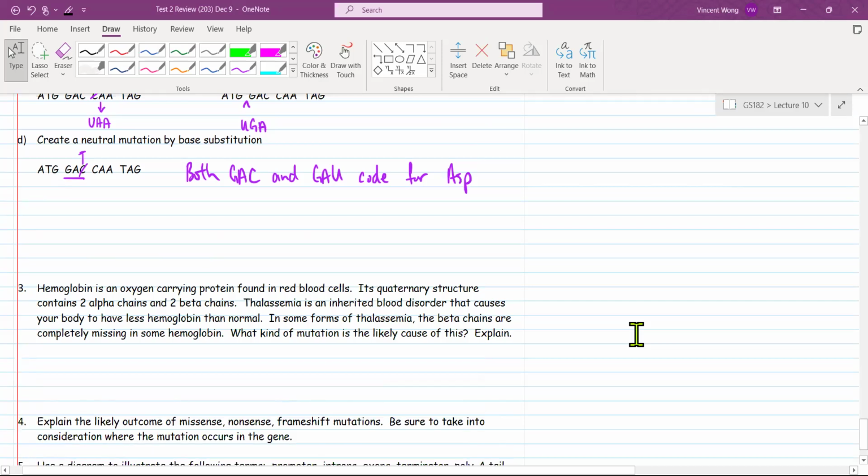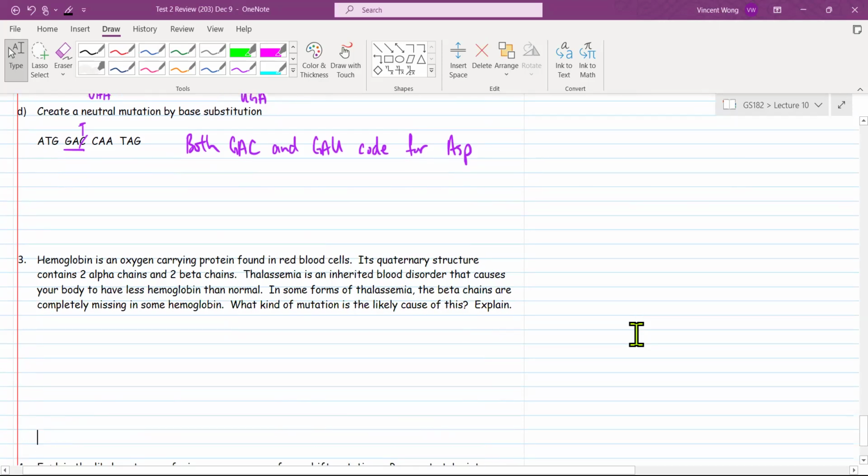All right, let's take a look at this next one. Hemoglobin is an oxygen-carrying protein found in red blood cells. Its quaternary structure contains two alpha chains and two beta chains. Thalassemia is an inherited blood disorder that causes your body to have less hemoglobin than normal. In some forms of thalassemia, the beta chains are completely missing in some hemoglobins. What kind of mutation is the likely cause of this? Explain. If it's completely missing, that's the key thing here. Then it's probably going to be a nonsense mutation.